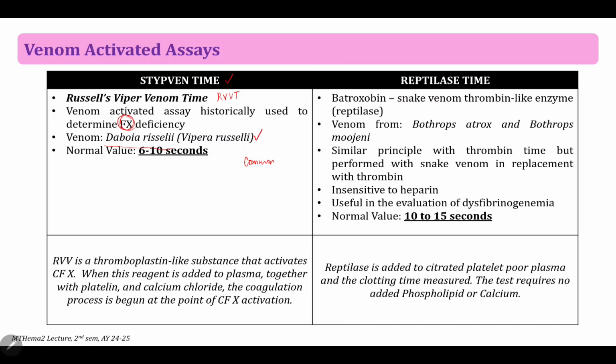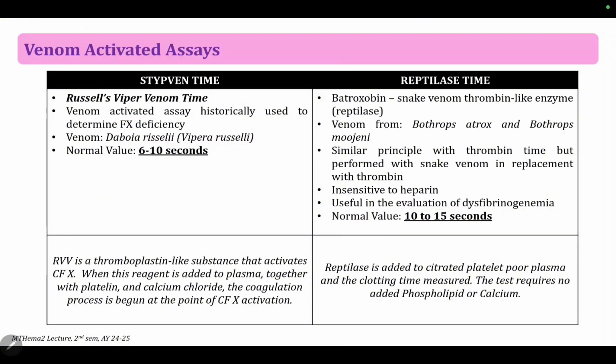Basta yun. Okay? Now, it has a similar principle with your thrombin time. Meron kayong patient's plasma, tapos i-add mo yung reagent mo. In this case, yung reagent mo ay yung venom. Tapos, after mo mag-add, i-check mo yung clotting ng specimen mo. Okay? Now, if you have prolonged Stypven time, that indicates a deficiency in factor 10 or other factors present in the common pathway.